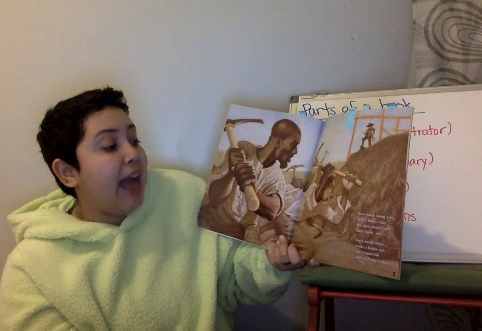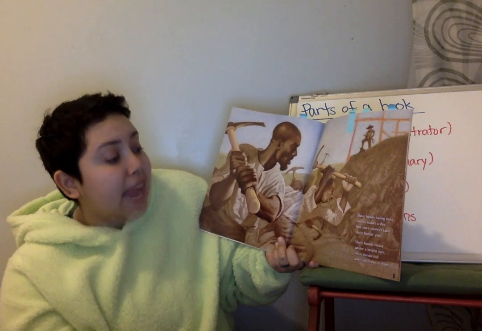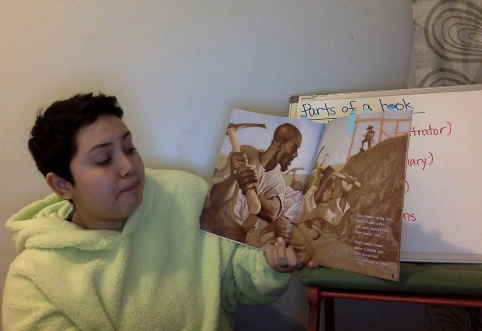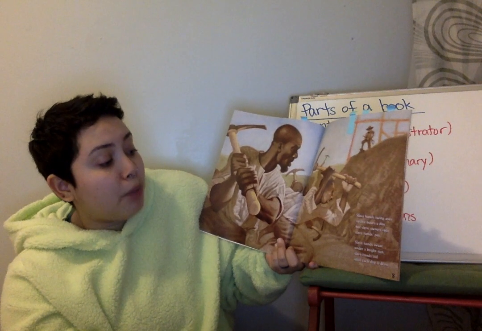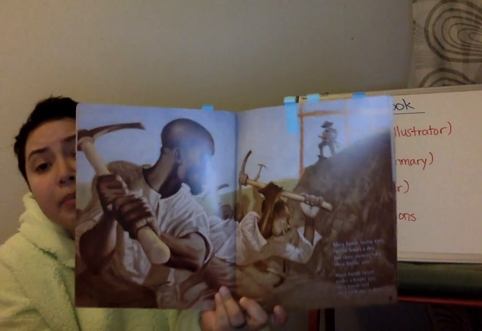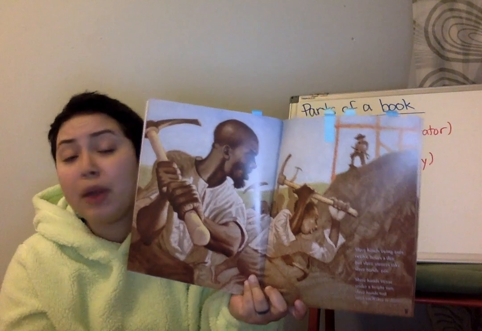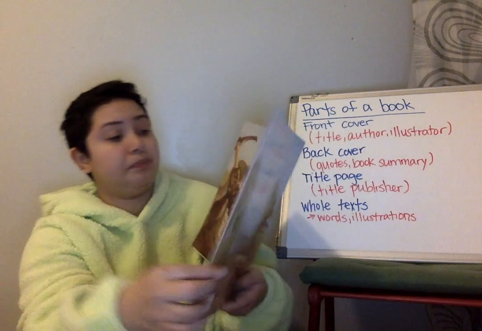Slave hands swing axes 12 hours a day, but slave owners take slave hands' pay. Slave hands sweat under a bright sun. Slave hands toil until each day is done. So slaves are working incredibly hard to help build the White House, but they weren't getting any of the money.